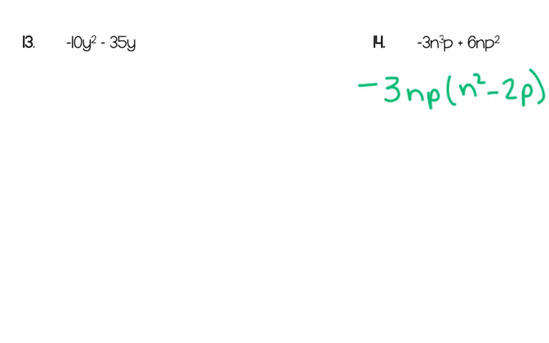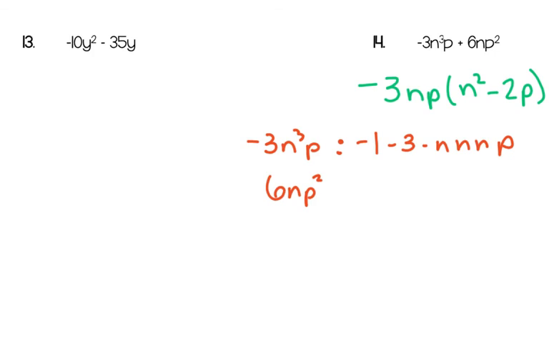Just going over how we would do that again. So negative 3n to the third power p, and then 6np squared. What I'm going to do is write negative 1 times 3 times n, and then times p. Because I have this negative 1, and I notice I've got a negative 1 right there, I'm going to make this one, since it's positive, negative 1 times negative 1. Now it's positive. And then I'll do the rest: 2 times 3 times n times p times p.